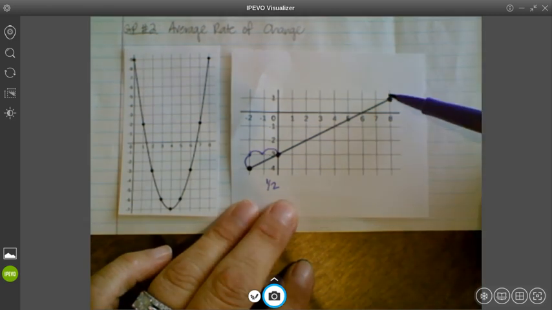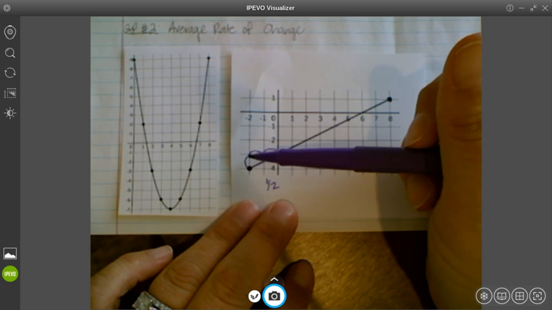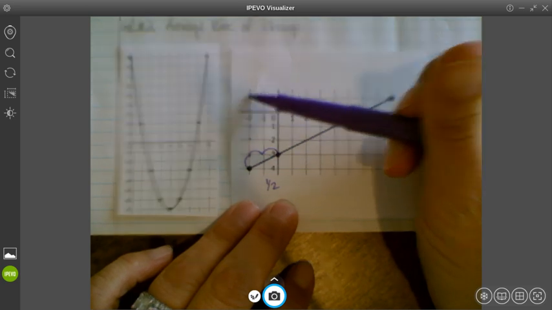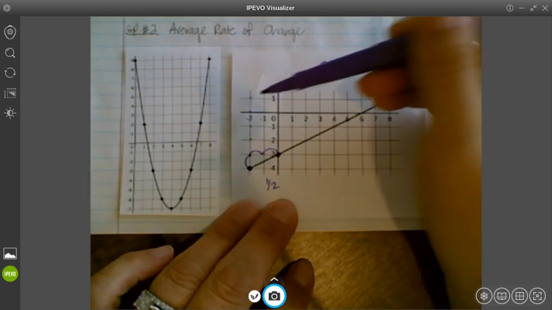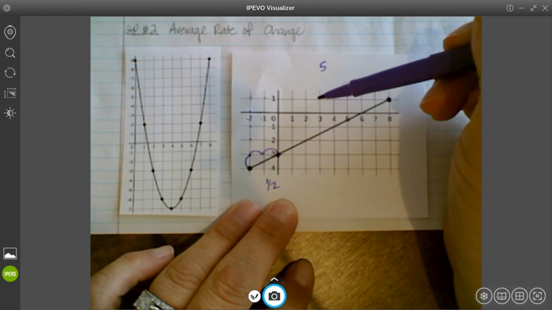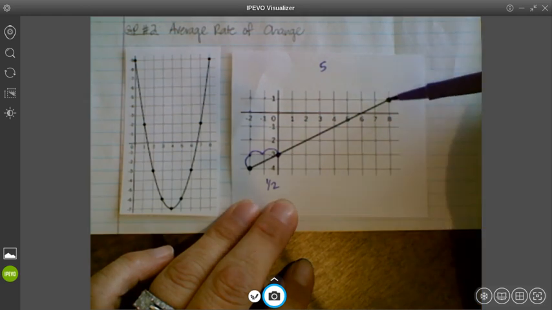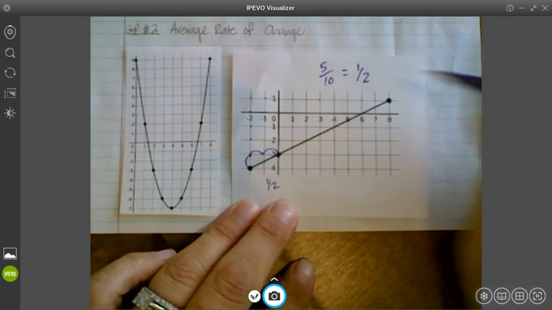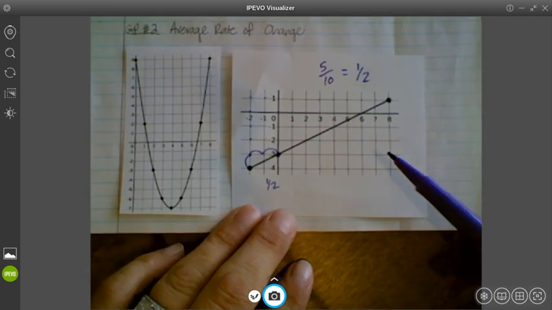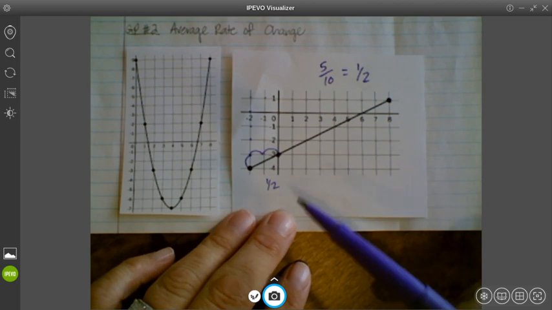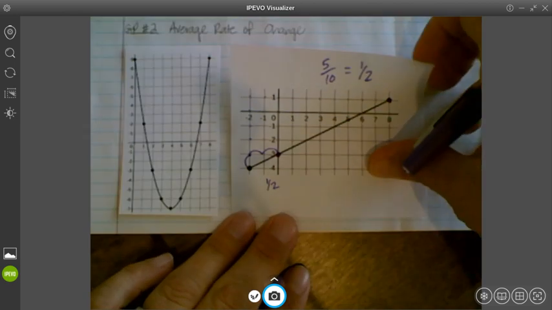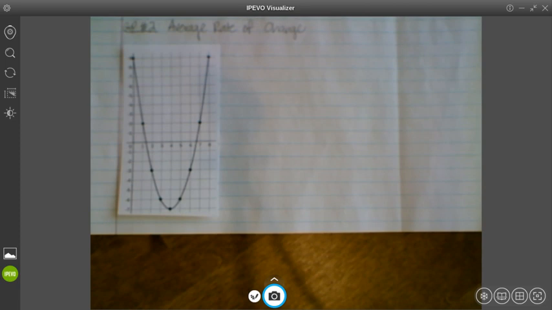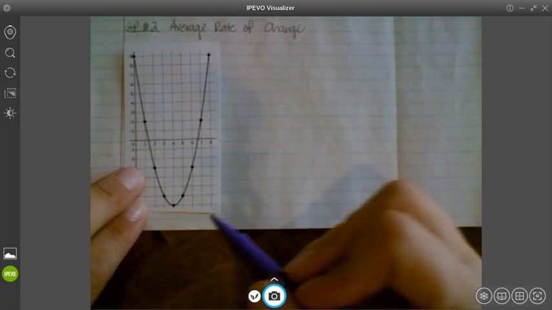Or if we were counting from this point here to this point here, that would be up 1, 2, 3, 4, 5, and over 1, 2, 3, 4, 5, 6, 7, 8, 9, 10. And 5 over 10 reduces to 1/2. So on a linear graph, you have a constant slope between any 2 points that are on the line. Now, again, on a parabola, that's not the case.